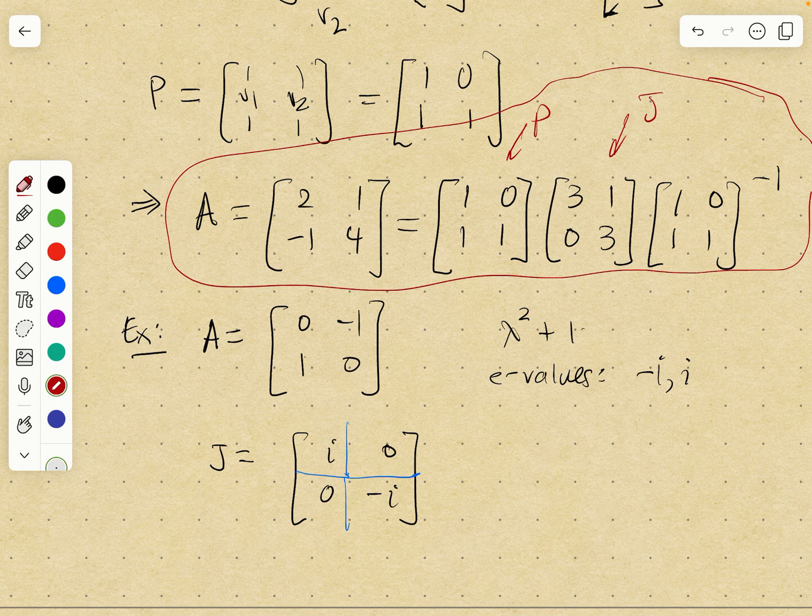Okay, and this actually has applications to the trace of a complex matrix, and we'll talk about that in a later video. Thanks.